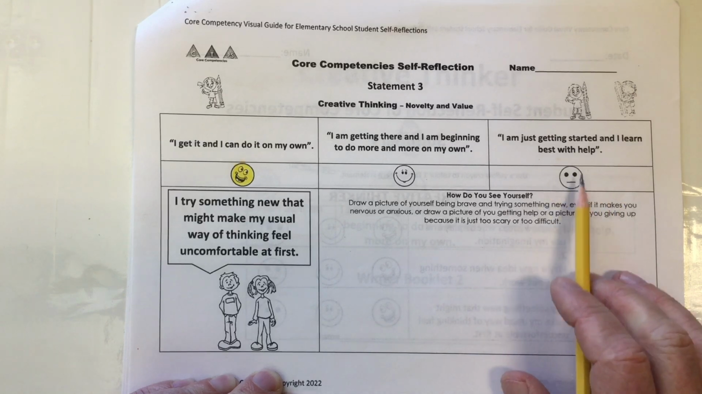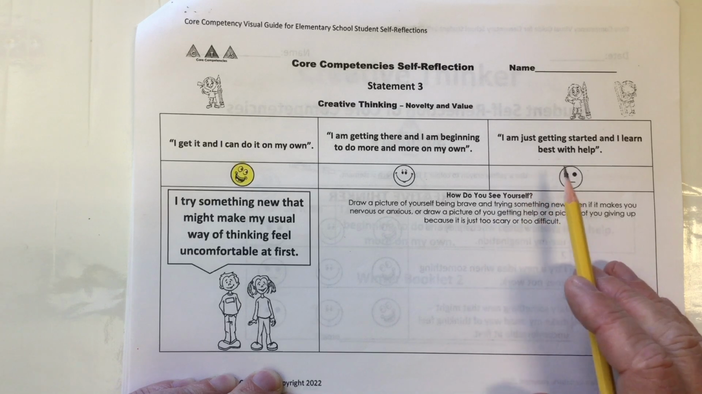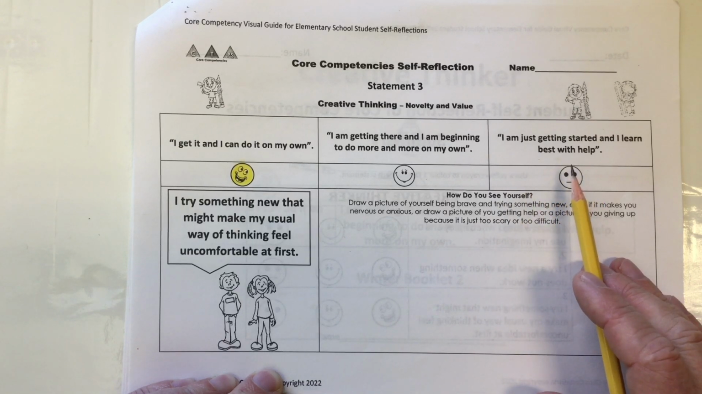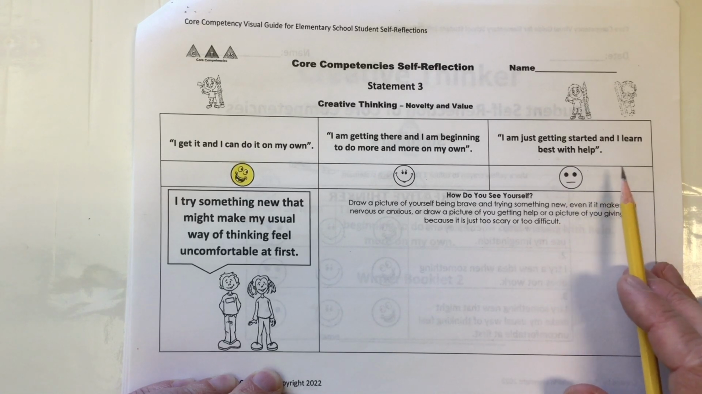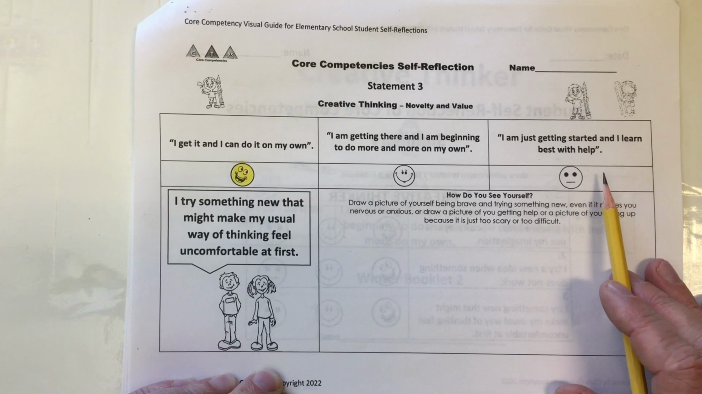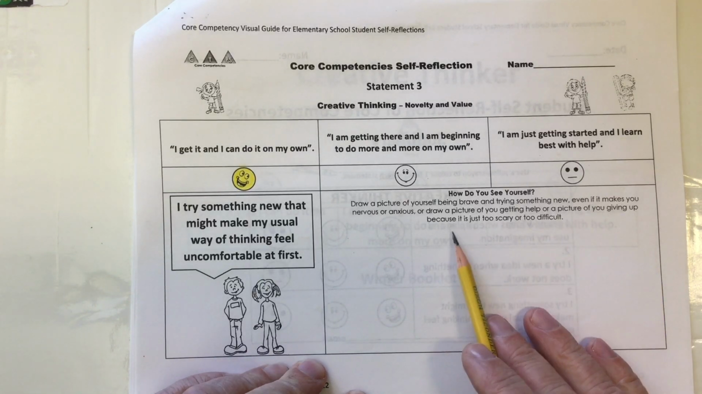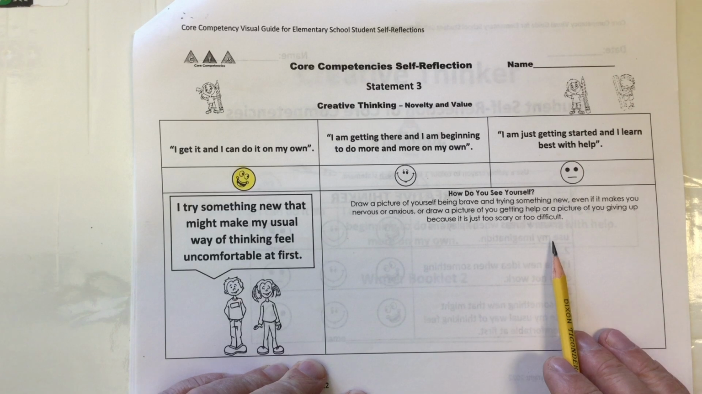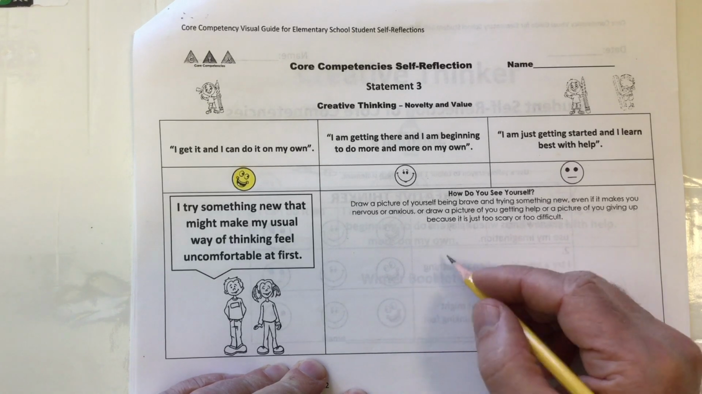But here, if I chose this emoji face, that kind of represents that I'm just getting started, and I really only learn how to do it best with some help. In other words, I need help all the time when it's something new. I'm not willing to try it on my own. In that case, I might draw a picture of myself giving up because it's just too scary or too difficult. But okay, I chose this face, so I'm going to draw a picture of myself being brave and trying something new.